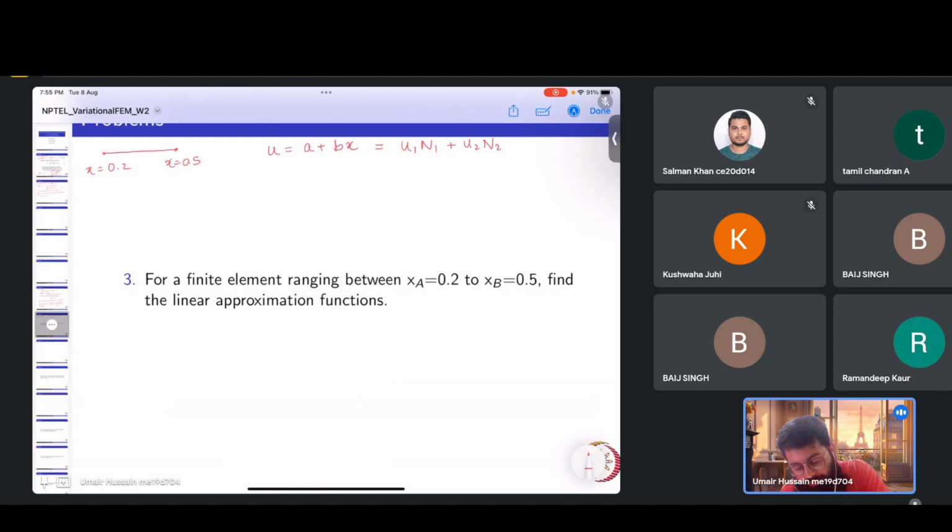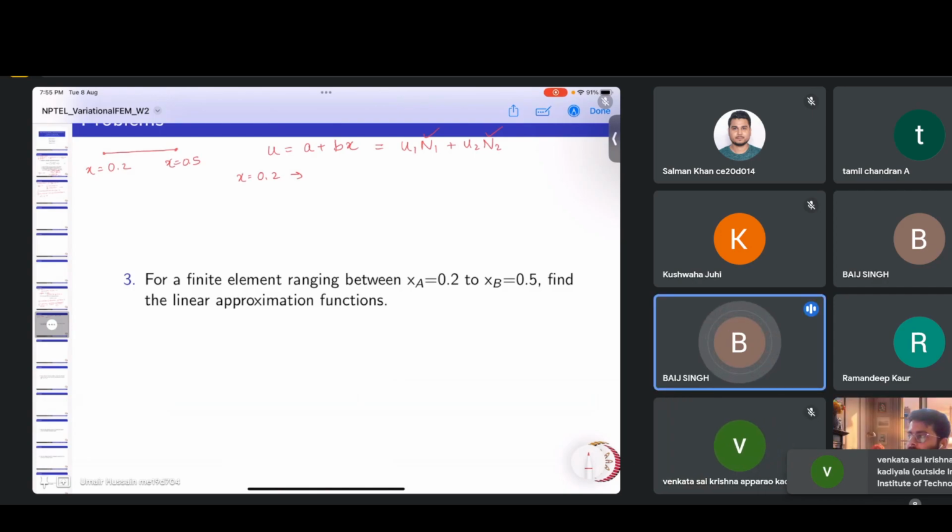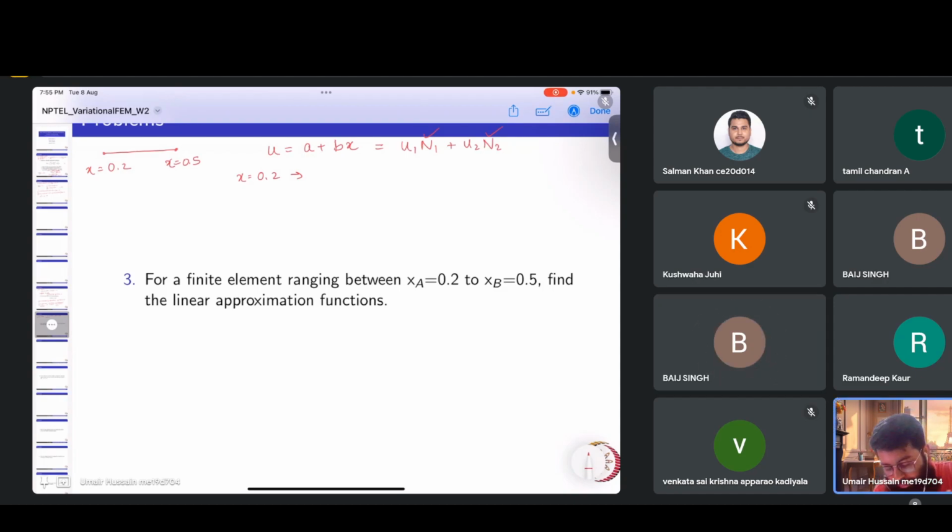So now how do we derive this and the n1 and n2? We'll try to do that. So when x equals 0.2, what is the property of the approximation functions? N1 plus N2 is equal to 1. Yes. And at x equals 0.2, N1 is equal to 1 and N2 is equal to 0. So at x equals 0.2, we'll just have u1 left on the right hand side, N1 will be 1, N2 equals 0, and on the left hand side we'll have a plus 0.2b.